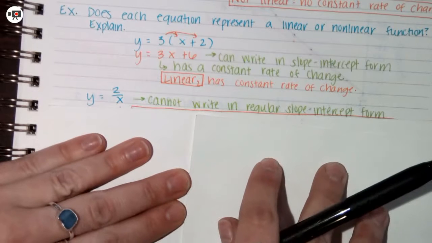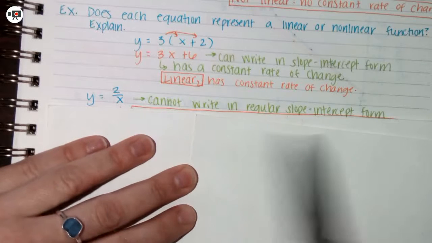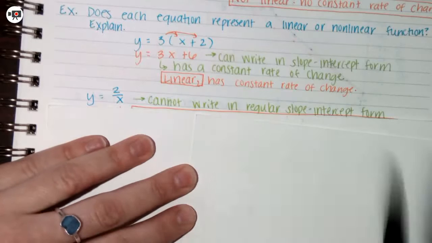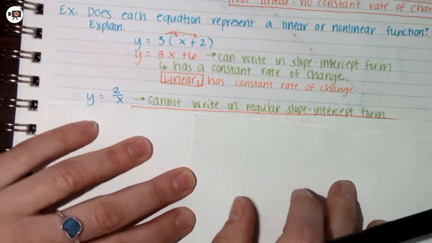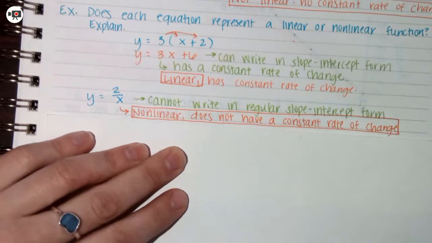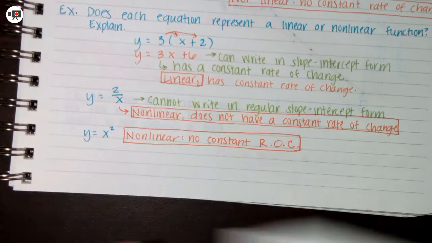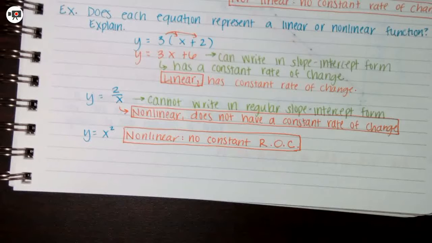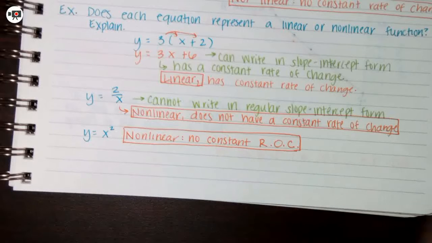If we have y equals 2 over x, I cannot write this in slope-intercept form. It kind of looks like it, but I'll get 2 times 1 over x, and that's not linear. So it does not have a constant rate of change. If I have y equals x squared, I first of all notice I have an exponent on my x, so this is not linear. It does not have a constant rate of change.